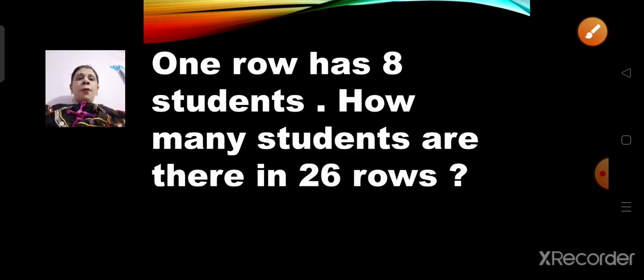Now children, word problem. Okay. One row has 8 students. How many students are there in 26 rows? Okay, we will practice a word problem. In one row there are 8 students. So how many students will be there in 26 rows? To find out that, we need to multiply 26 into 8.